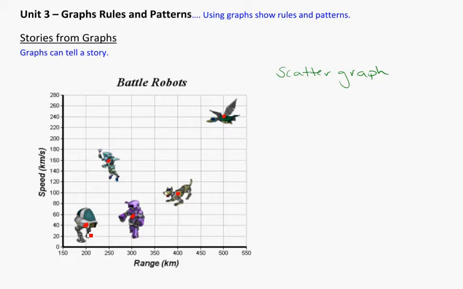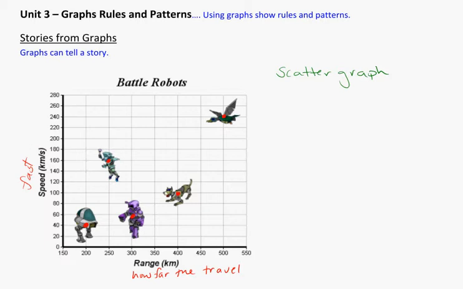So this particular graph is going to tell us a story about the range, or how far these can travel, how far they travel, and the speed, which is of course how fast. So kind of important stuff about robots, to know how far can they travel and how fast can they go. And if we look at this, we can start to pull out some information.